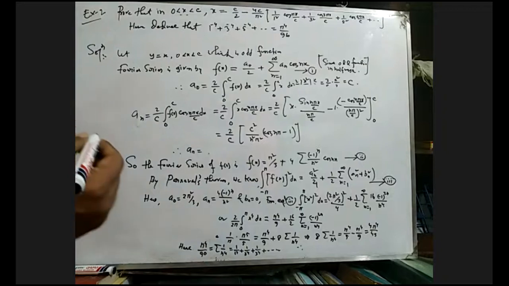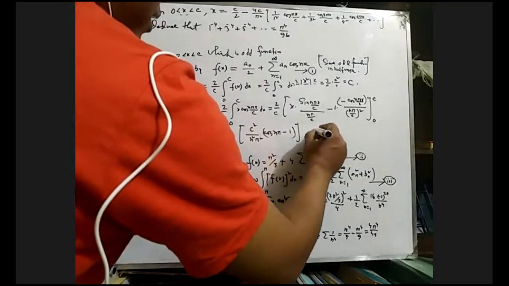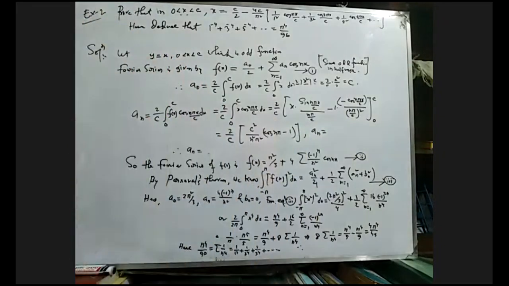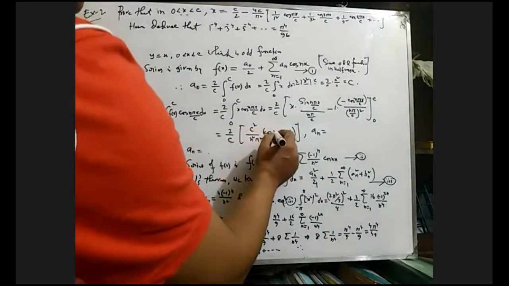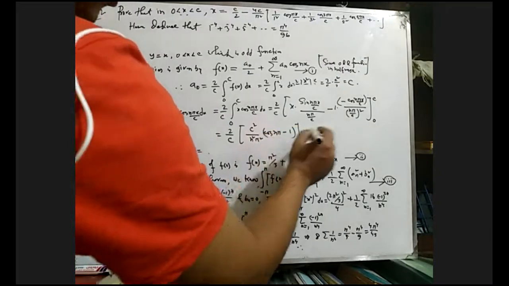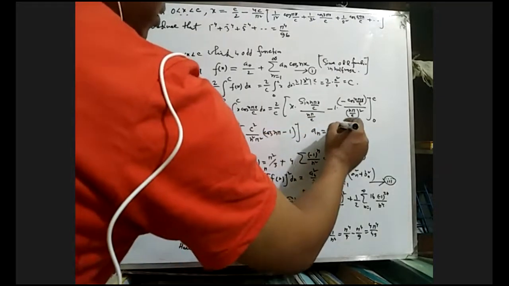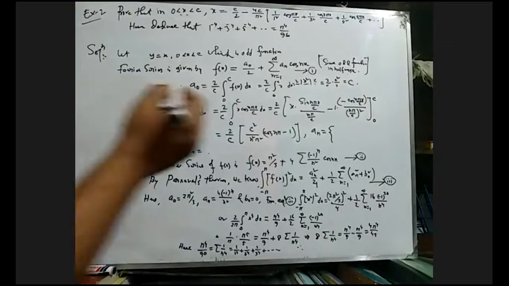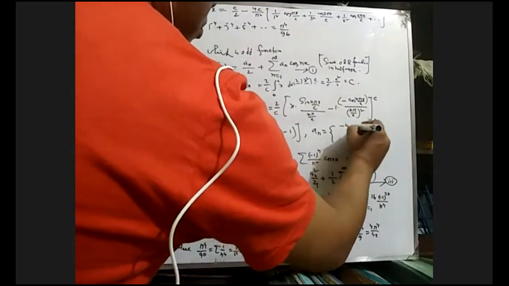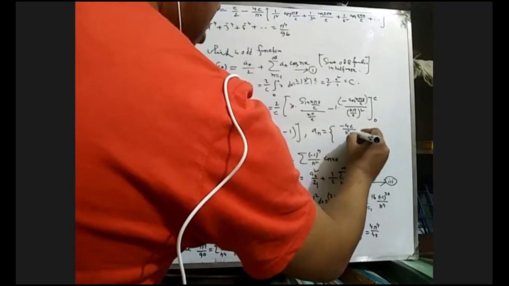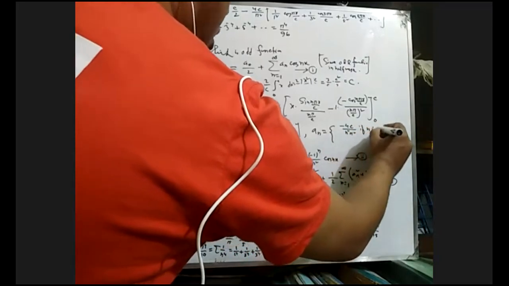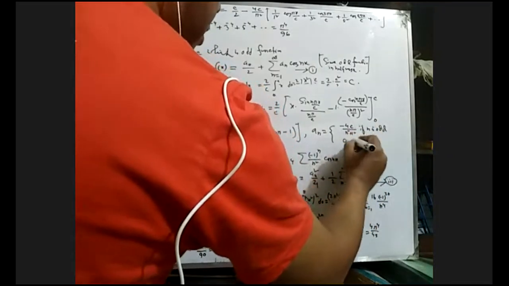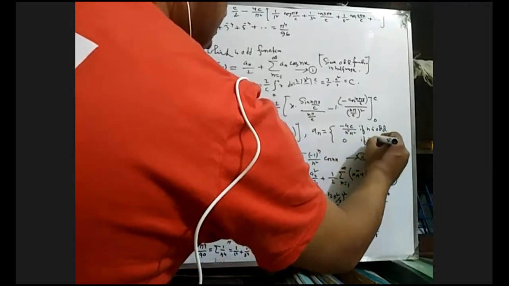So there are two values depending on n. For n odd, we get one value, and for n even, we get another value. Remember it, cos n pi equals minus 1 to the power n. So depending on odd or even, we get two values. One is minus 4c divided by n square pi square if n is odd, and another value 0 if n is even.